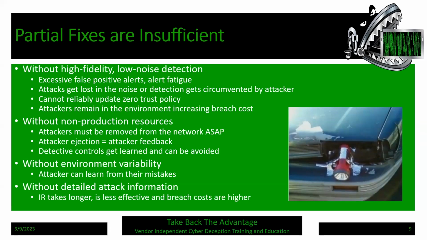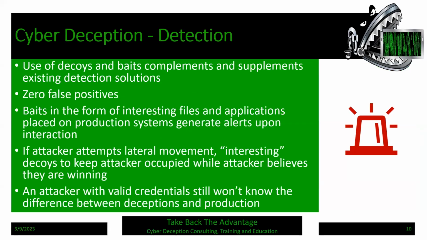If you don't have high fidelity, low noise detection, then you end up not being able to catch bad guys effectively, a lot of noise, a lot of missed attacks. If you don't have non-production resources, the only thing the attacker ever interacts with is production. So we have to kick them off. We have to provide them with intelligence. Without environment variability, the attacker just keeps coming back, learning from their mistakes. And without detailed attack information, the attacks take longer. The incident response takes longer, it's less effective, and our data breach costs are higher.